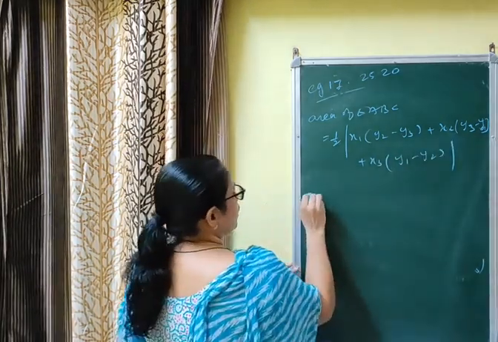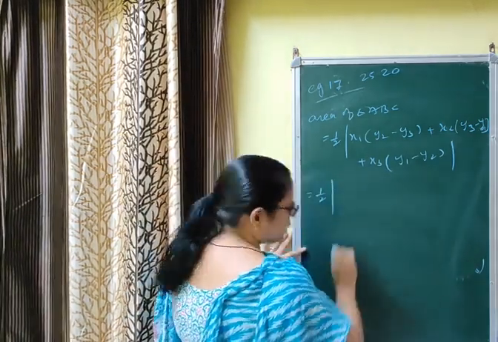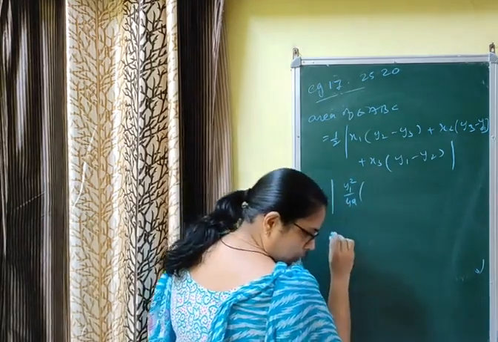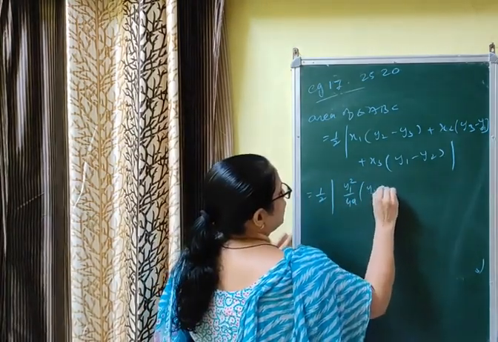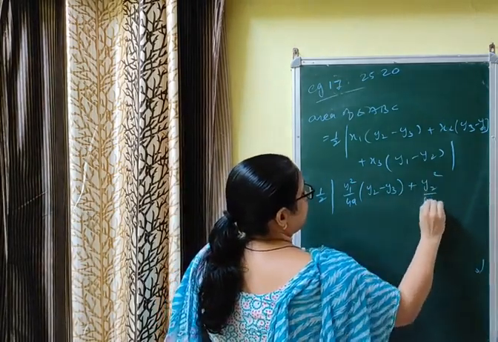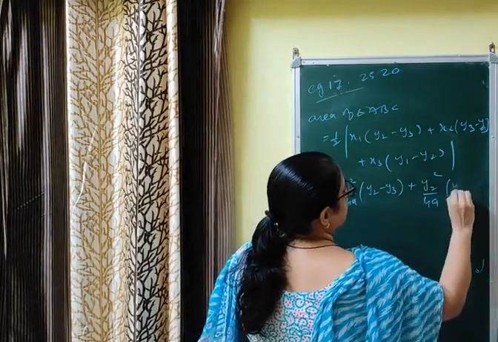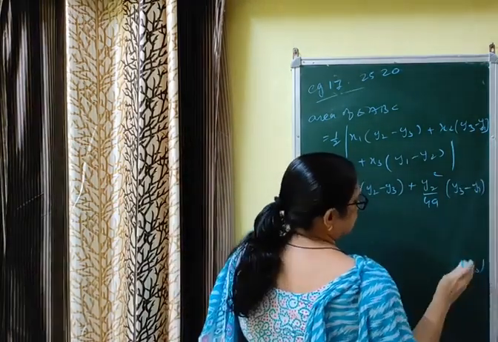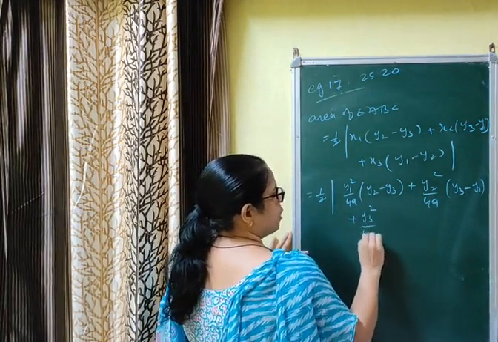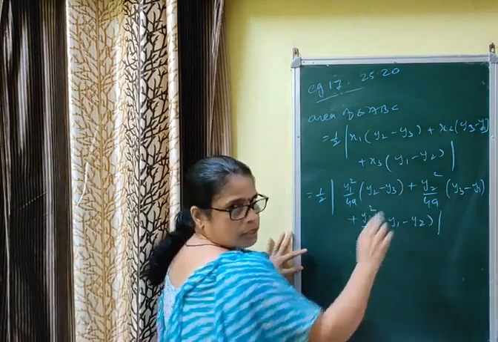Putting the values in, you will get half into x1 square, which is y1 square by 4a, into (y2 minus y3), plus y2 square by 4a into (y3 minus y1), plus y3 square by 4a into (y1 minus y2). This question is a little bit lengthy, so I have to rub it frequently. I put the values in directly.